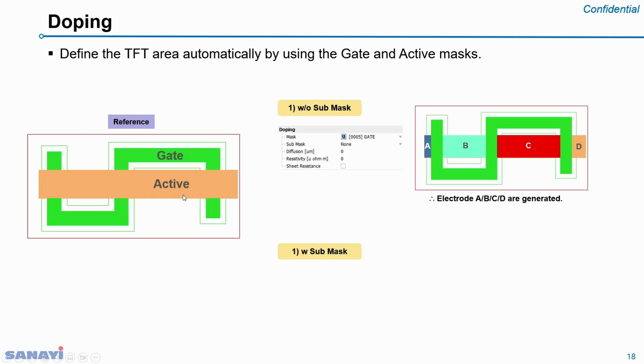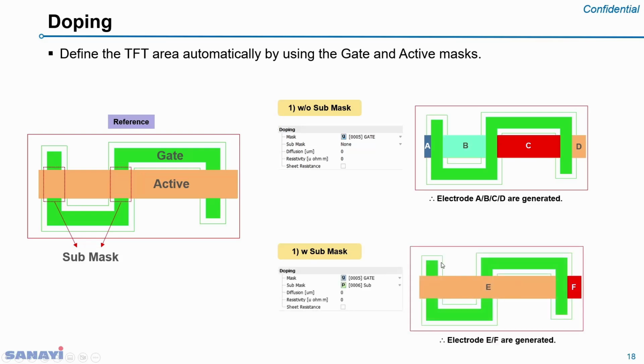However, if you draw 2 of the 3 overlapped areas in a box shape, like this, and designate it as a submask, the result is like this. Even if the active and gate layers are overlapped, the area is designated as a submask. Therefore, this region is doped like this.